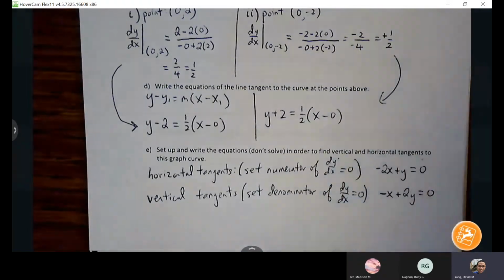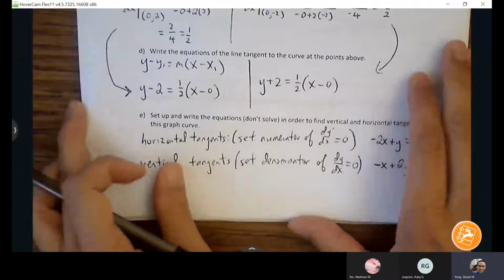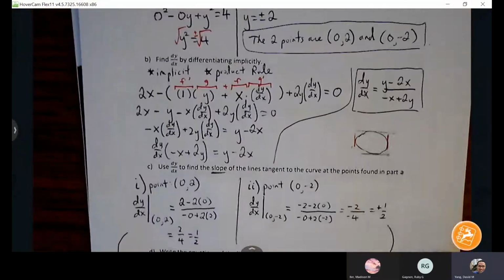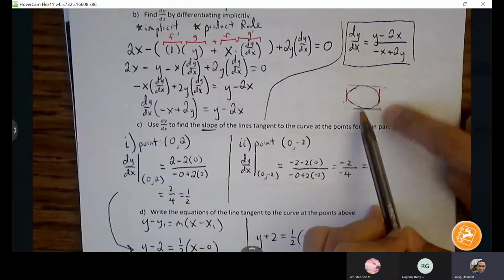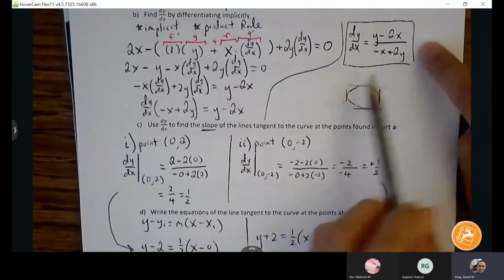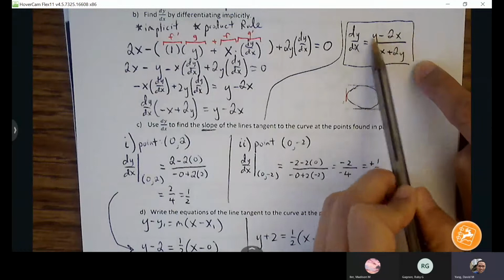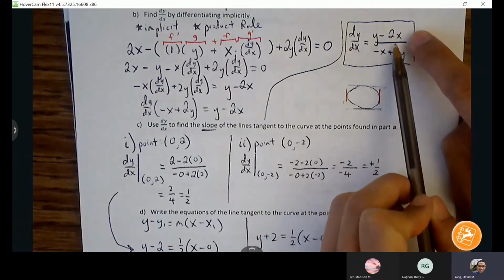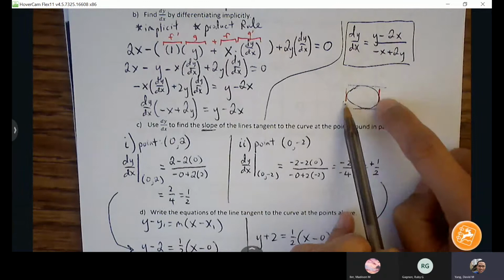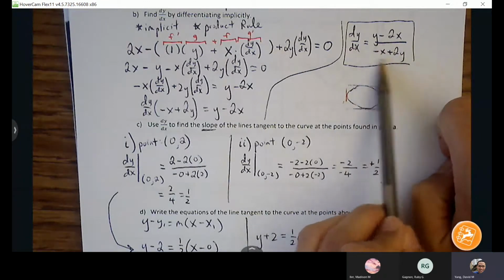Let's go to. Right. So anytime that I want to look for a horizontal tangent, meaning visually where a slope is 0, it's going to have to come from the numerator of the derivative. So I can set the numerator of the derivative to 0. But anytime I want to look for a place where the slope is undefined, such as a vertical tangent, I have to look at the denominator of the derivative and set that equal to 0.